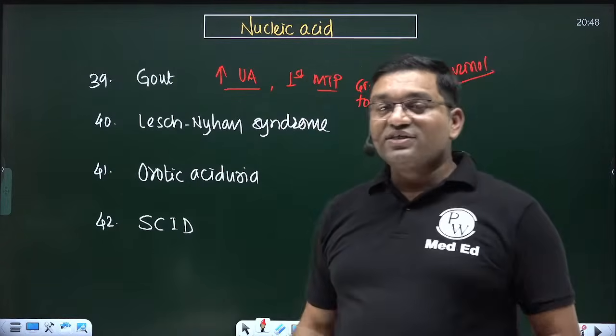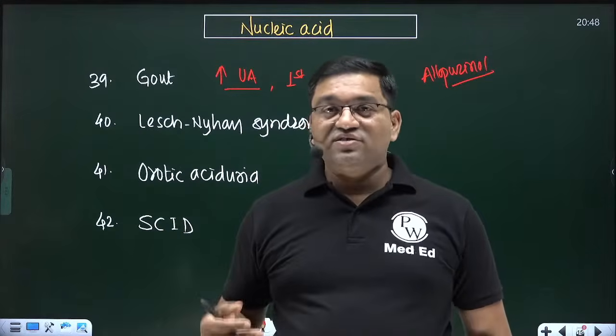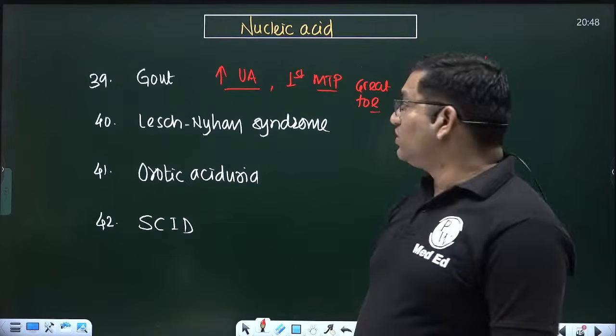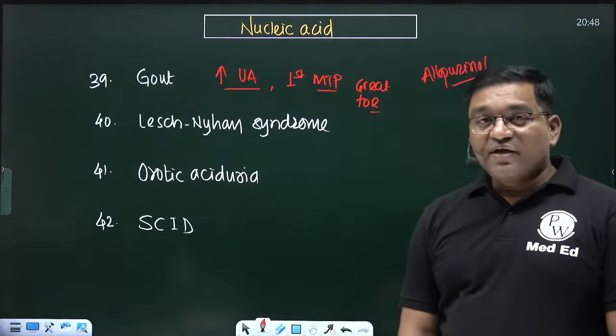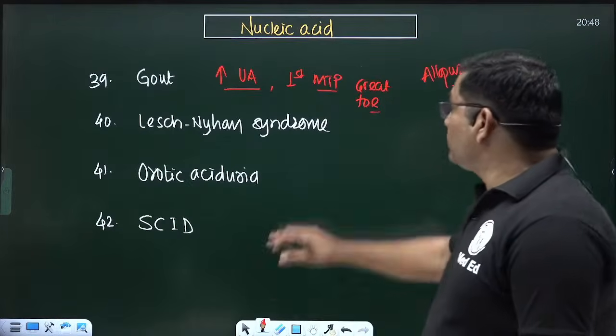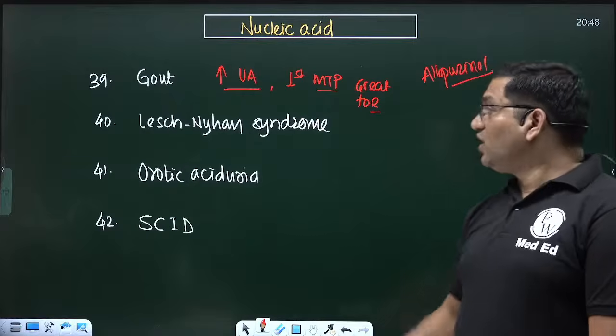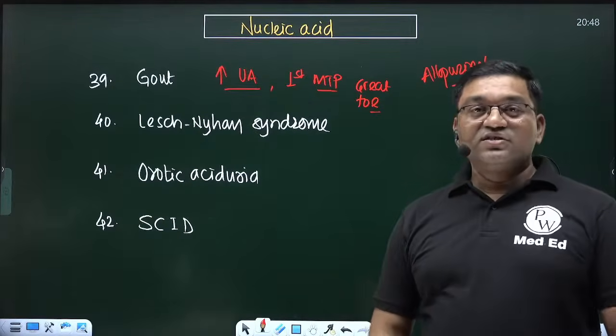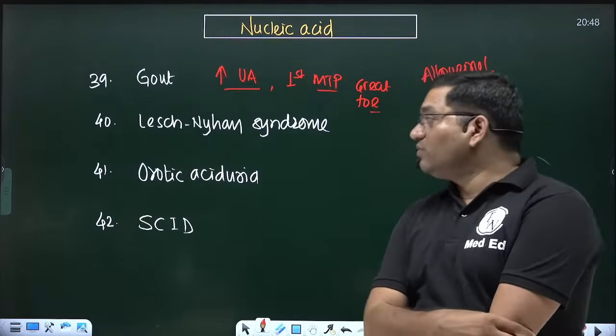Secondary causes include leukemia, cancer chemotherapy, and psoriasis. Increased uric acid level causes pain in the joints, and the first metatarsophalangeal joint is affected. Allopurinol, by competitive and suicide inhibition, is the drug of choice for the treatment of gout.